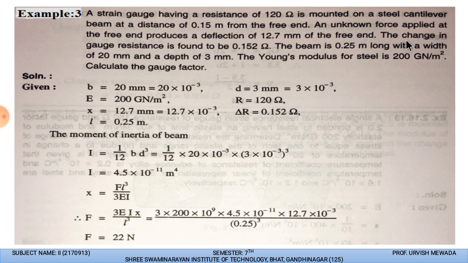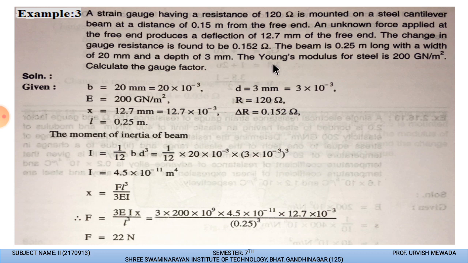of the free end. The change in the gauge resistance is found to be 0.152 ohm whenever the stress is applied on the strain gauge. So the resistance of the gauge will change from 120 to 0.152 ohms. The beam is 0.25 meter long, so length of the beam is 0.25 meter, with a width of 20 mm, and a depth of 3 mm.